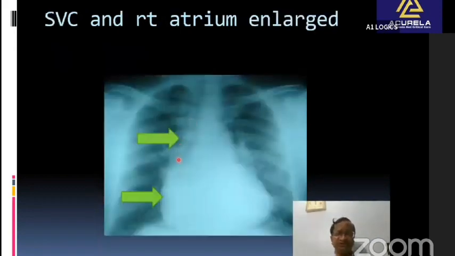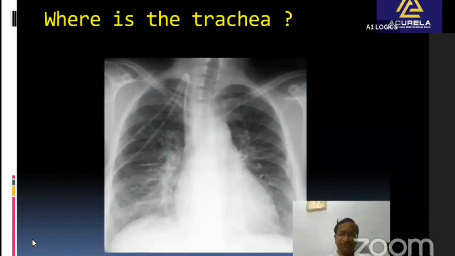Now here you can see the first one, SVC, and the right atrium. SVC is also slightly prominent, and the right atrium is enlarged, if you want to see. So the mediastinum is over.